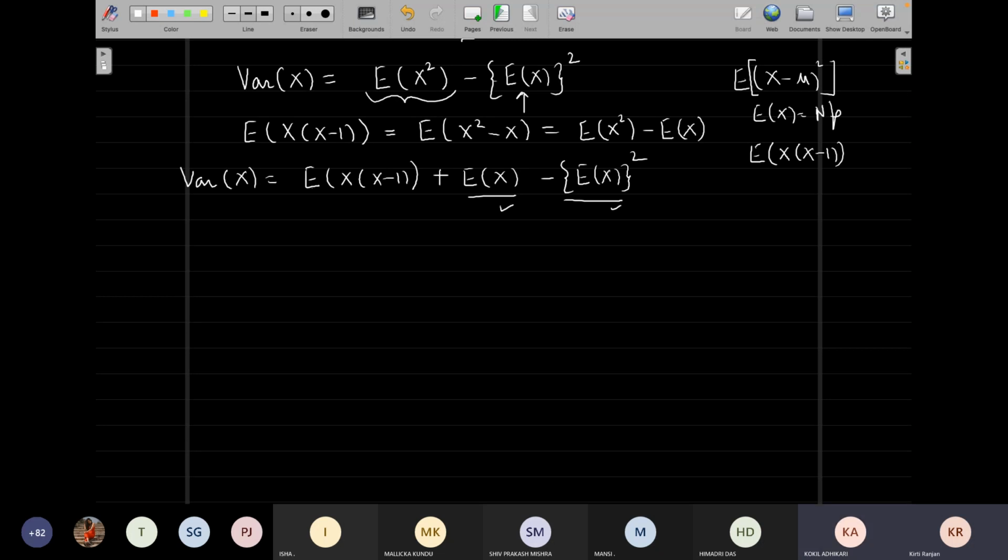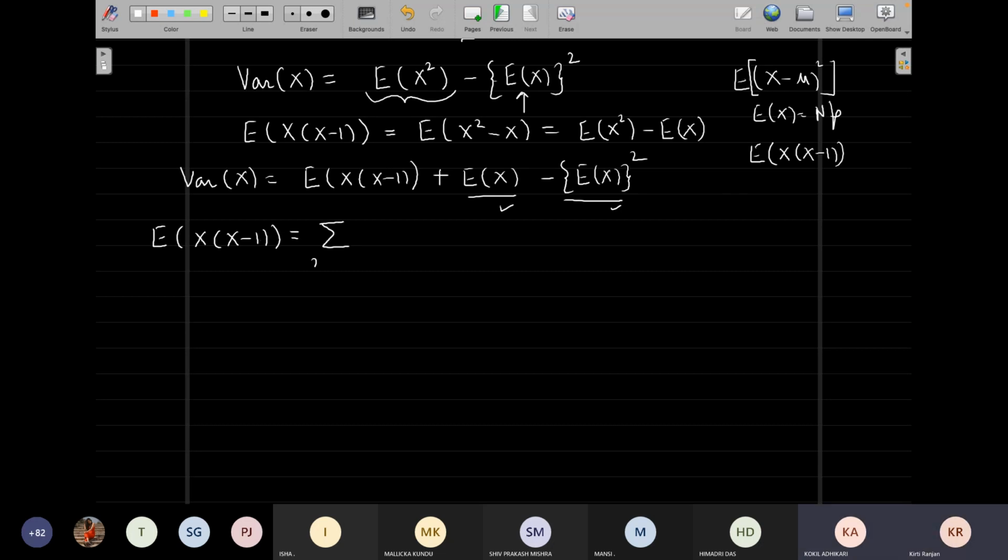We are interested in getting the term, the expectation value of x into x minus 1. Why this kind of a term? You will see the reason soon. So if I write x into x minus 1, how will this be defined?